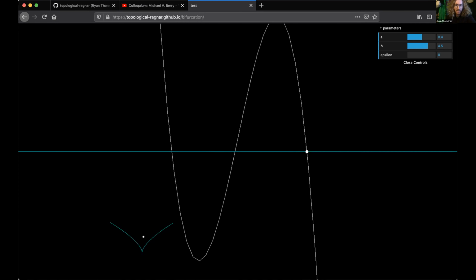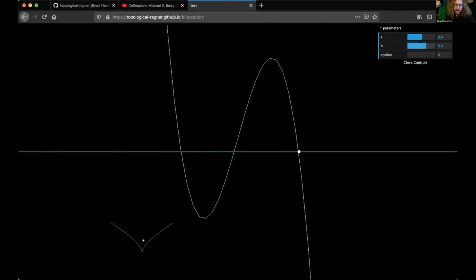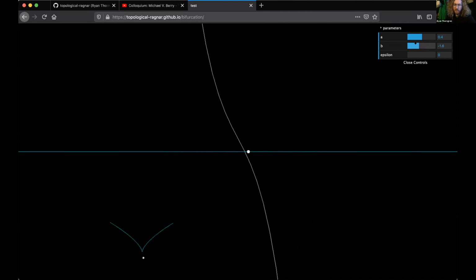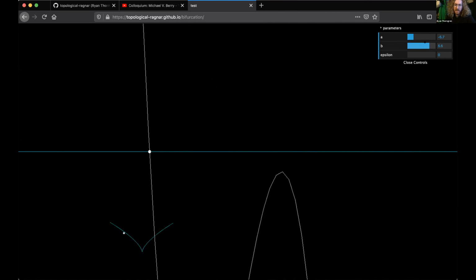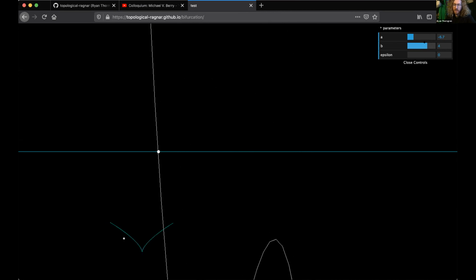The region above it, there are 3 fixed points, right? You can see these 3 fixed points. The region below it, there's only 1 fixed point, no matter where we are in that region. So you can think about the way this curve is defined: it's the boundary between the region with 1 fixed point and 3 fixed points.